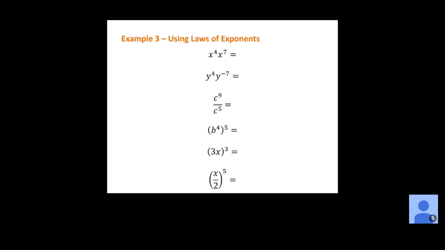So our first one is x to the fourth times x to the seventh. We're going to use our laws of exponents now to simplify this. So what are we going to do with our exponents this time? We're going to add. Good. Because we have like bases and we're multiplying them together, we're going to add their exponents. We're going to keep the like base of x and add the 4 plus 7. So what's this going to give us? X to the 11th. Perfect. Any questions on that one?